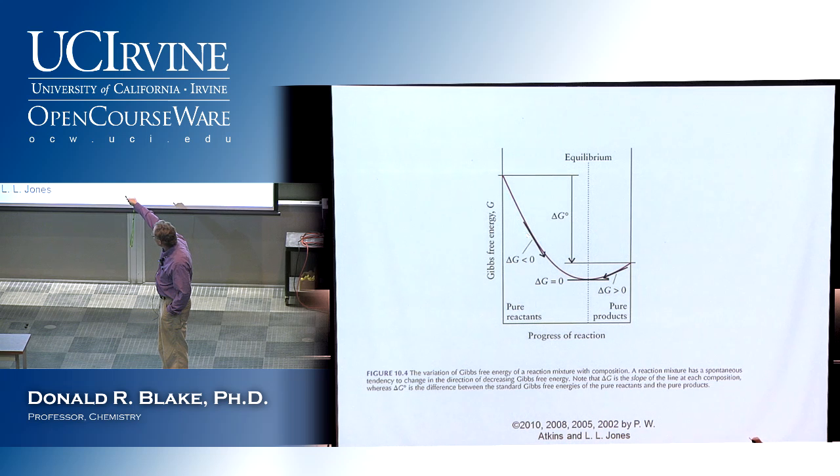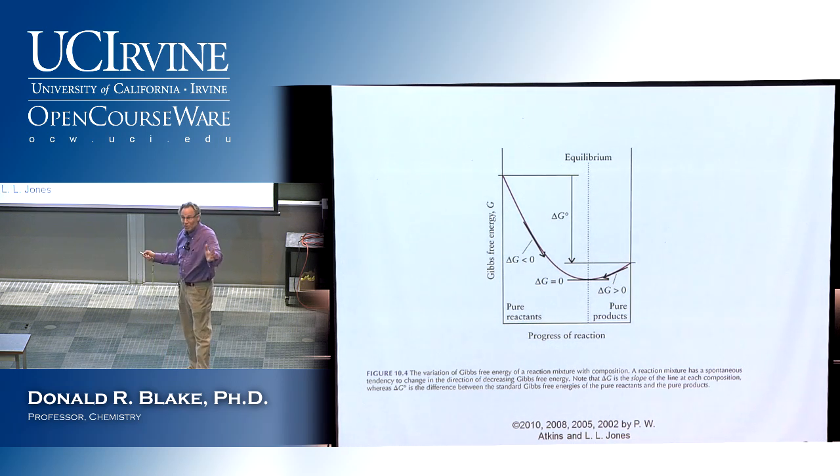So delta G is negative here. All along here it's negative. Spontaneous, spontaneous, spontaneous, spontaneous, spontaneous. Equilibrium right there. Okay? So from here on, it's not spontaneous.